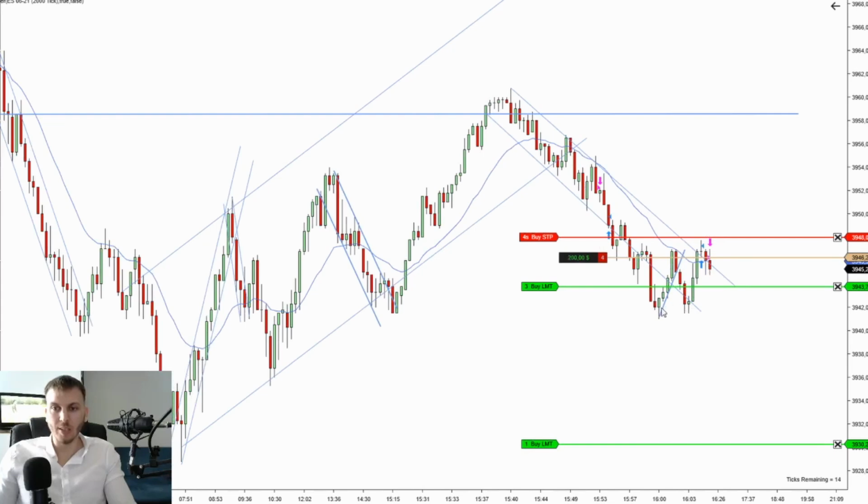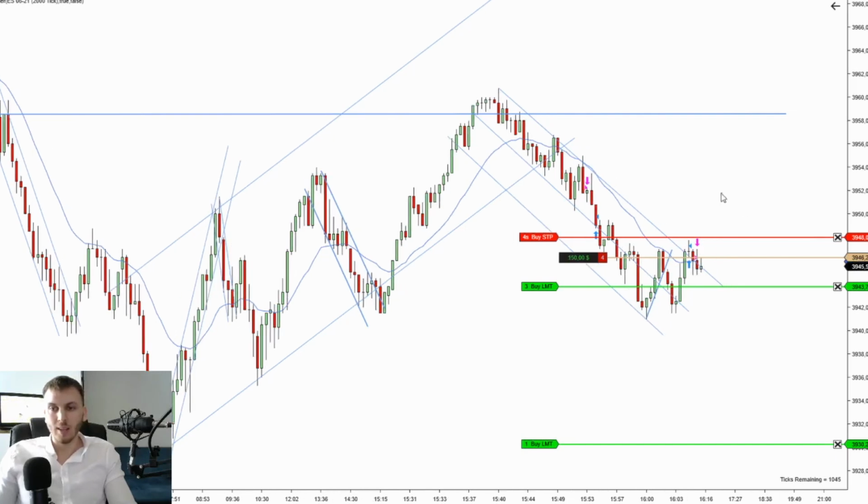The only thing I'm really worried about is the overshoot. But really, it may be the two-tier channel. I'm really not sure here. But this is such a high probability setup that I have to take it, even though I'm not sure. It is probably like this, because when you keep overshooting so many times, it's not really the overshoot. You probably just have your channel wrong, and it's a two-tier channel. And now we have this beautiful two-legged pullback, and we are waiting for a new low. So let's see what happens.